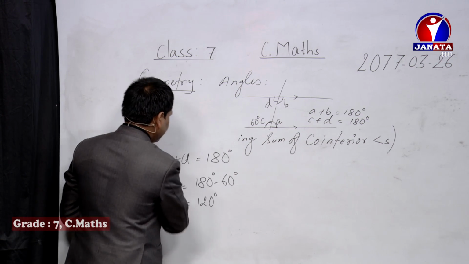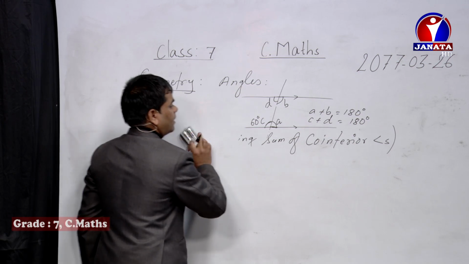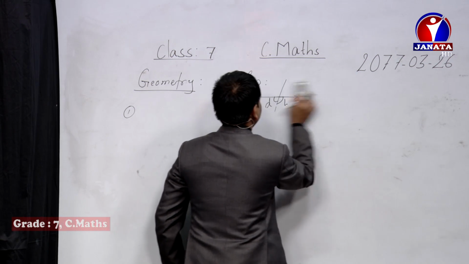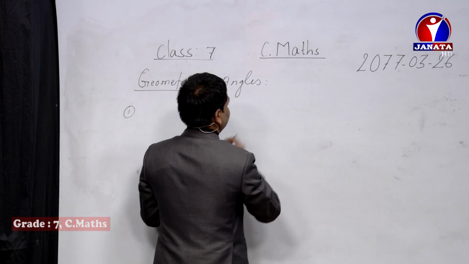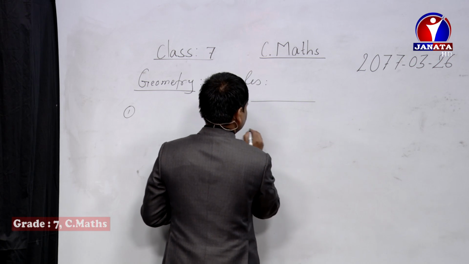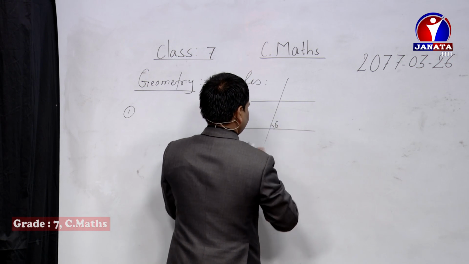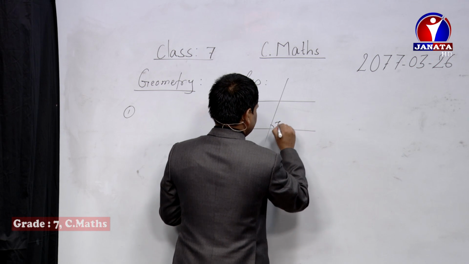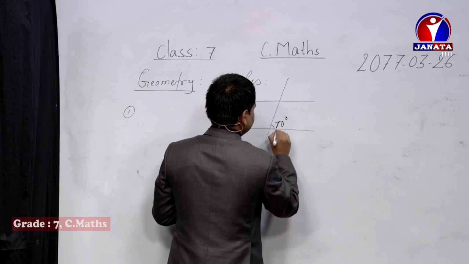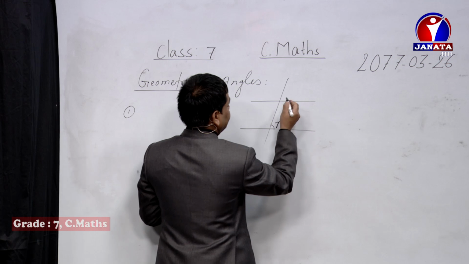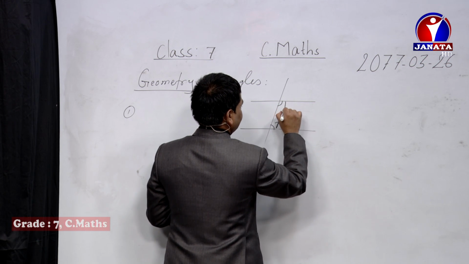So dear students, by doing so, I will give you one question, and after completion of this class, you can do that. I'm going to present here not 60 degrees, which I have just done, but I'm going to keep it as 70 degrees. This is 70 degrees, and can you find out the value of B in here?